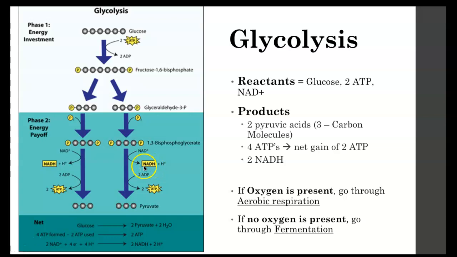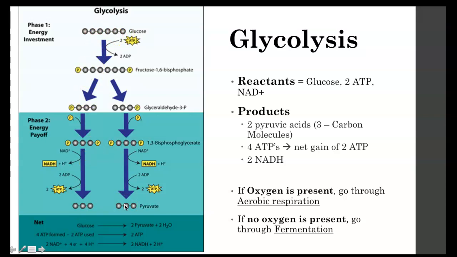Now, in the formation of these two 3-carbon molecules of pyruvate, we're gaining 2 ATP molecules per pyruvate. So essentially we're yielding 4 ATP molecules at the end of this process. However, we had to use 2 ATP molecules to split this 6-carbon molecule of glucose into 2 molecules of pyruvate.